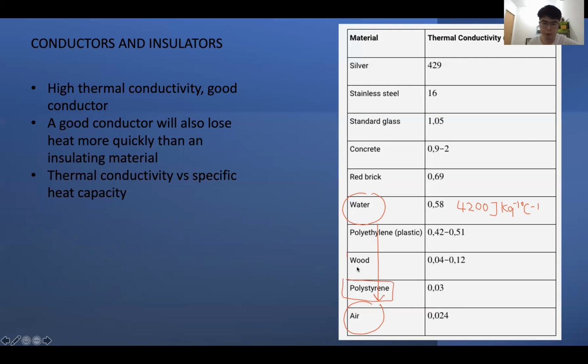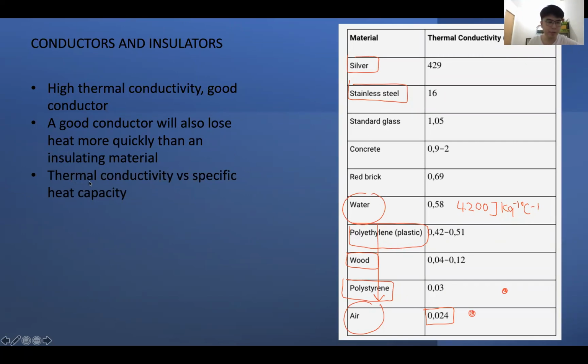Polystyrene, wood, plastic, they're all good insulators. And conductors are metals, stainless steel, silver. Stainless steel is used in making cutlery, cooking pots, all that. Then standard glass, concrete. Here, air is a very good insulator because of the state of matter. Gases are usually better insulators than liquids.